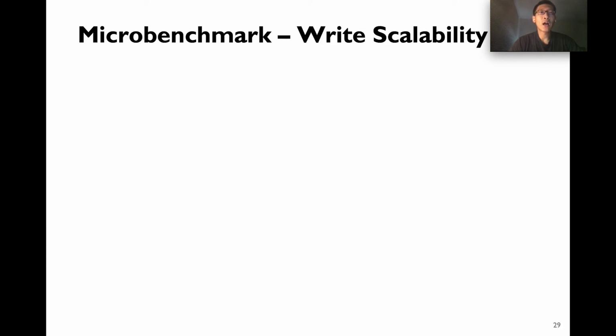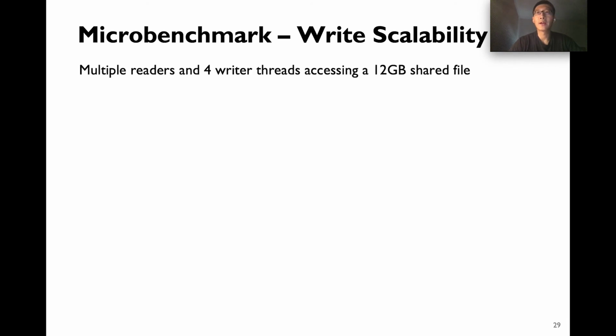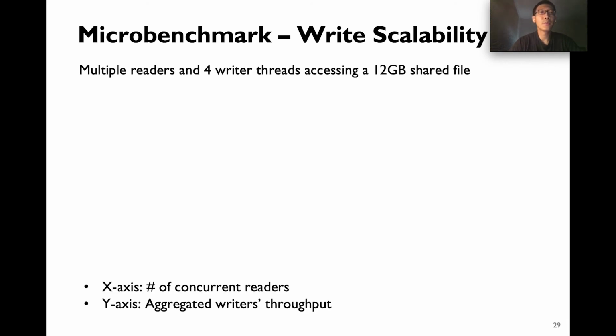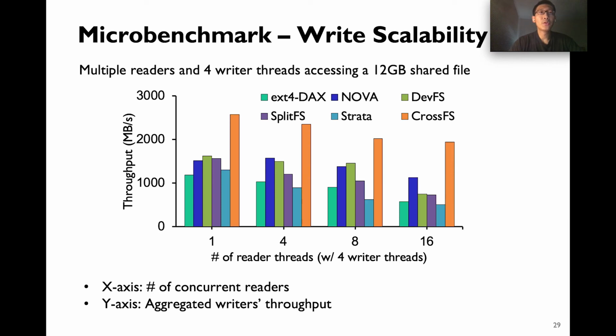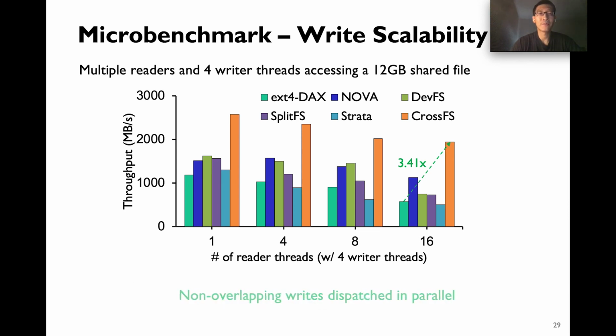Then what about concurrent writers' performance? We use the same benchmark and evaluate writer throughput. The y-axis shows aggregated writer throughput. Similar to the readers' performance, CrossFS shows up to more than 3x throughput gain for writer threads. That's because non-overlapping writes could be dispatched in parallel thanks to the fine-grained concurrency control in CrossFS.